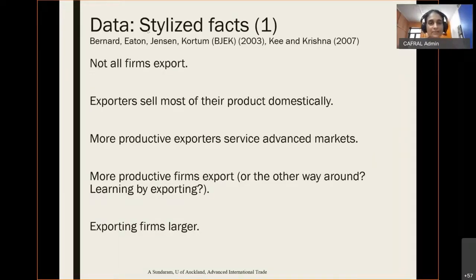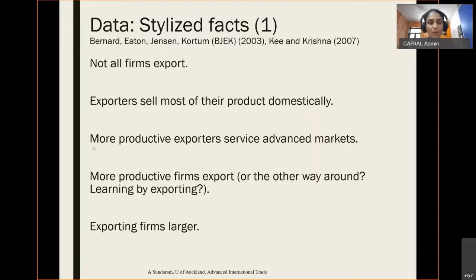They basically observed all these stylized facts. First thing, not all firms export. So even though I say India has a competitive advantage in textiles, so India is going to export textiles, not all Indian firms are exporting textiles. Even within textiles, it's only a very few that export, right? Exporters are not exporting everything they produce. So even exporters actually sell most of their product in the domestic market.